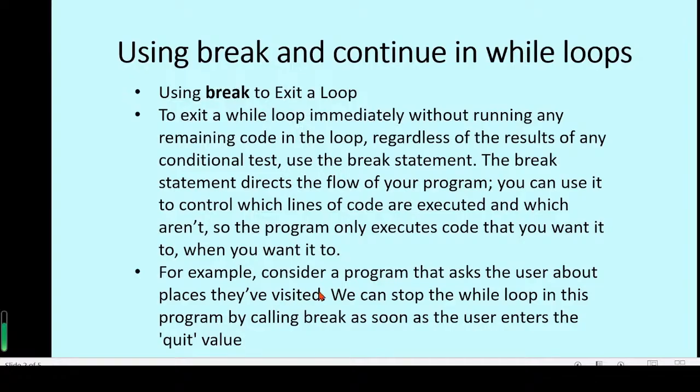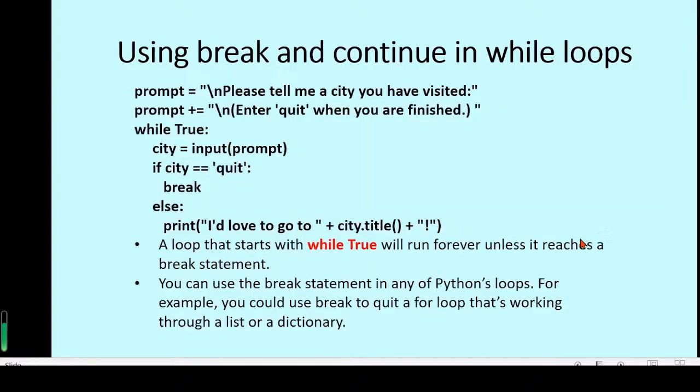For example, consider a program that asks the user about places they have visited. We can stop the while loop in this program by calling break as soon as the user enters the quit value. So this is a two-line message. Prompt the user to tell a city they have visited, and they can enter quit if they are finished. Then a while loop starts with while True.